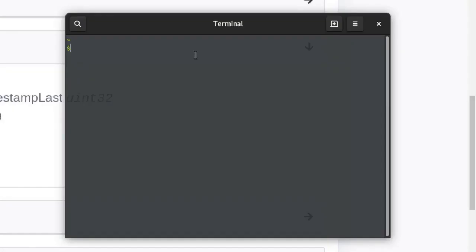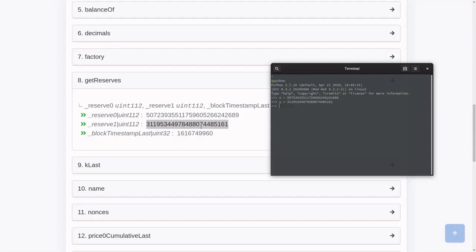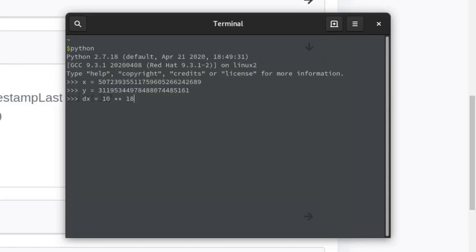I'm going to use Python to do the calculation. So I'm going to open Python shell inside my terminal and then copy and paste the values over here inside Python shell. And we'll say that dx is equal to 10 to the 18. So our dy should be equal to y times 0.997 times dx divided by x plus 0.997 times dx. And that is our dy value.